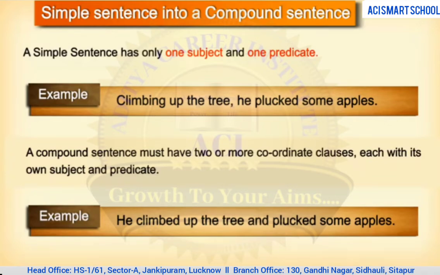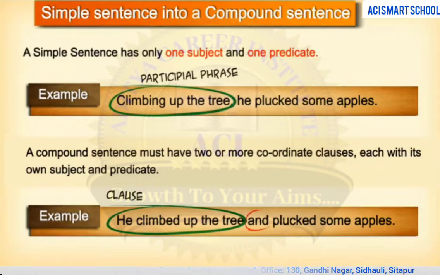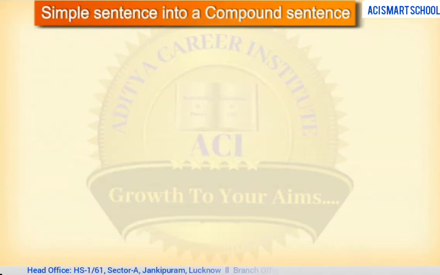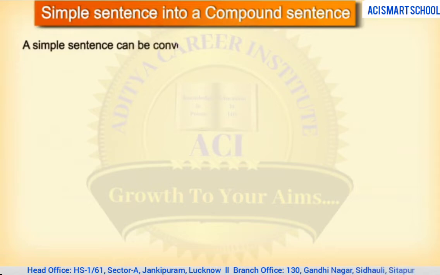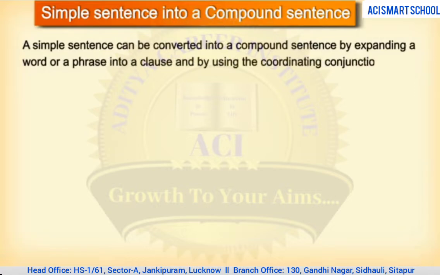If we carefully note, here we change the participial phrase climbing up the tree into the clause he climbed up the tree and connected it to the original clause with the coordinating conjunction and. Thus, a simple sentence can be converted into a compound sentence by expanding a word or a phrase into a clause and by using the coordinating conjunction to connect the clauses.